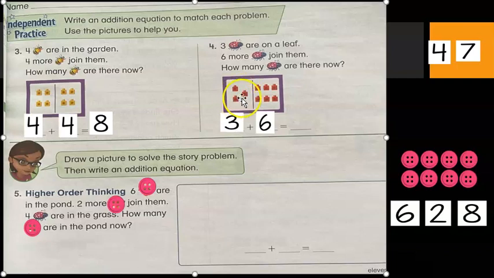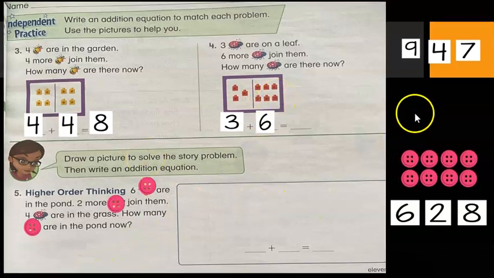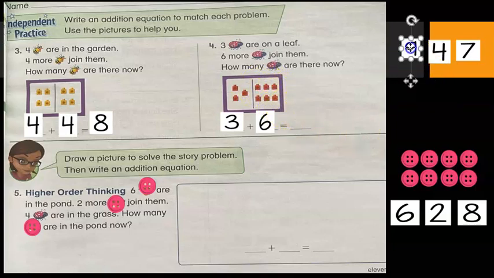1, 2, 3, 4, 5, 6, 7, 8, 9. What's the answer? So our answer is going to be 9 because if we count them all up, 1, 2, 3, 4, 5, 6, 7, 8, 9. That's our answer here. So Mr. Big A is going to get 9. I'm going to put 9 right there.